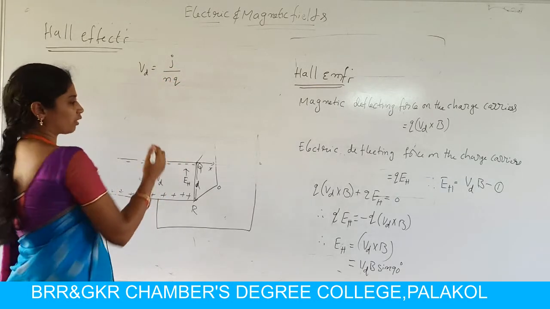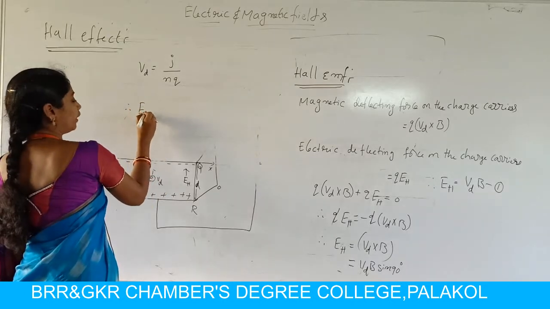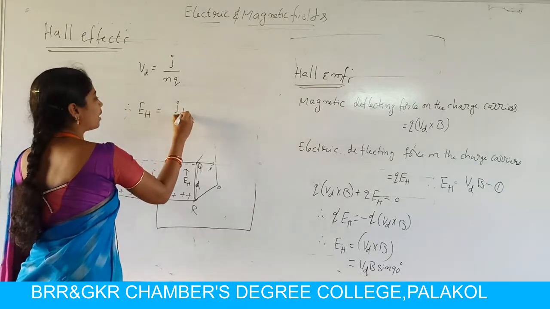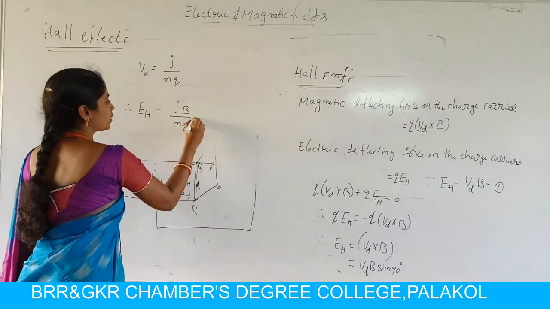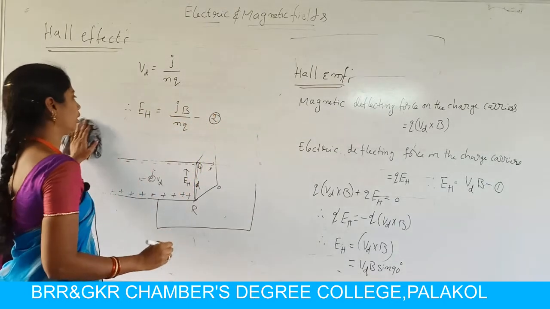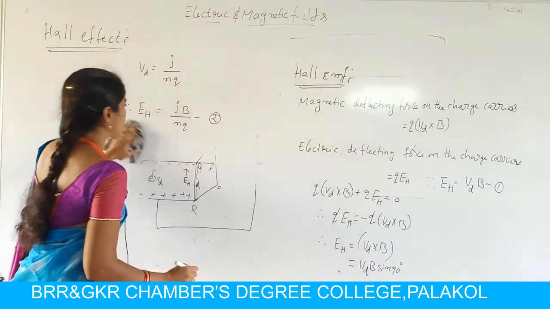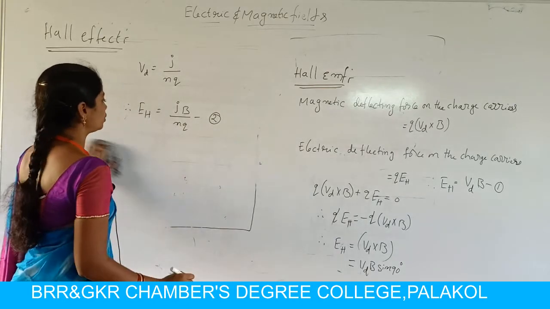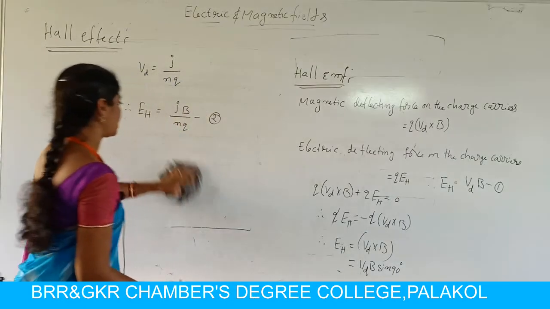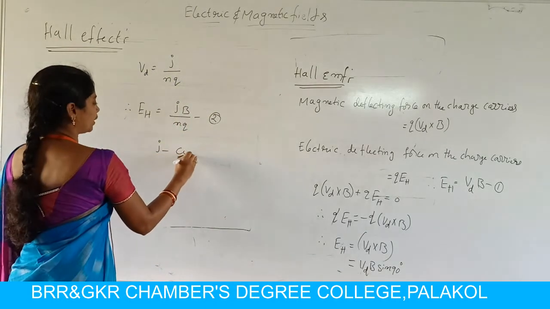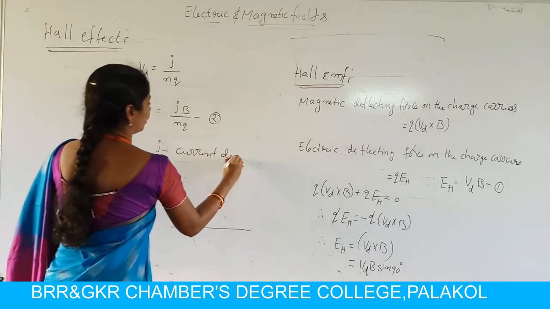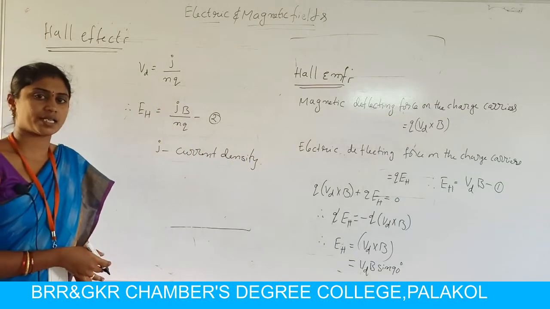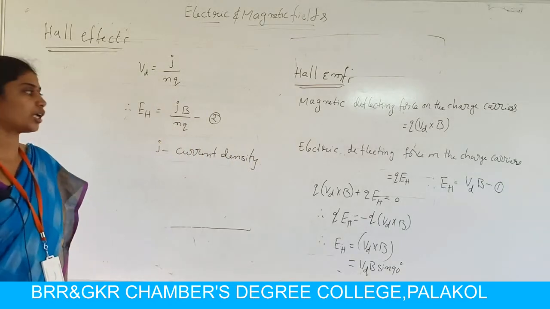So in our first equation, the Hall electric field E_H, by substituting this v_d value, is equal to J B by nq. This is the second equation. So the Hall electric field created here, which is nothing but the Hall EMF, is E_H equal to J B by nq, where J is the current density, n is the number of charge carriers, and q is the charge of the charge carriers.